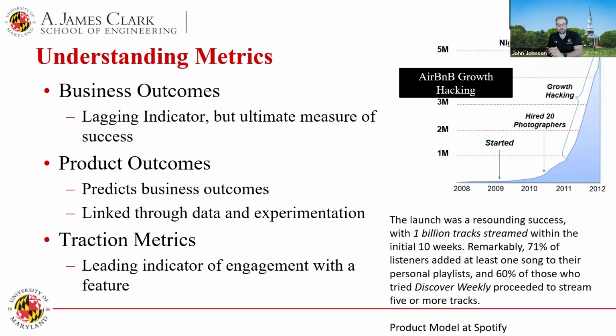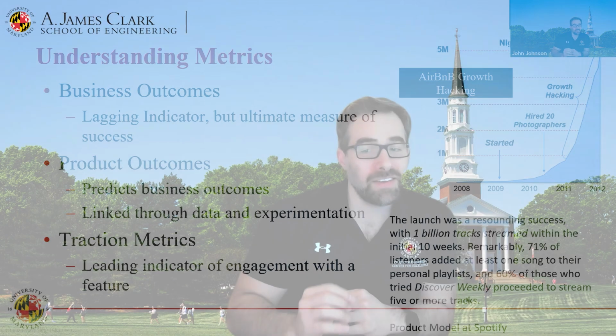But we can also identify product outcomes, which predict those business outcomes, and are linked through data and experimentation. A really good example is from the product model at Spotify, where the way that they measured and predicted success was in terms of the fact that there were 1 billion tracks streamed, that 71% of listeners added at least one song to their personal playlist, and 60% of them tried Discover Weekly, proceeded to stream 5 or more tracks. Those are not revenue measurements as you would expect with a business outcome.